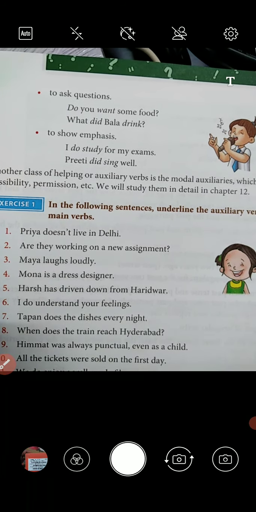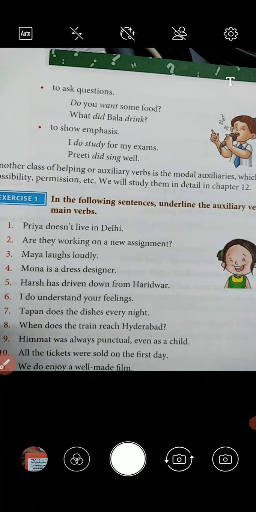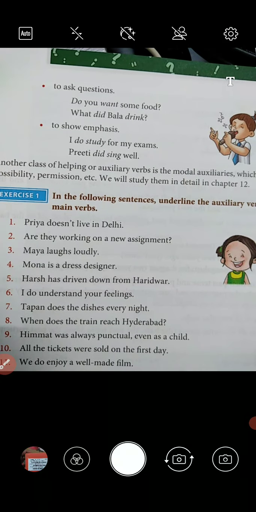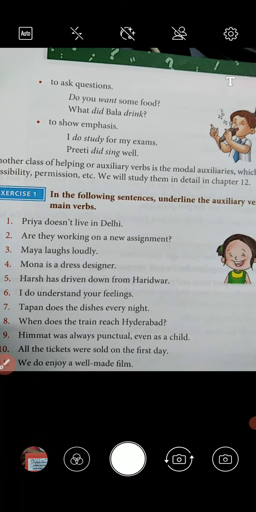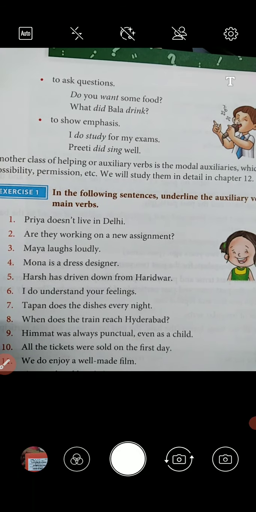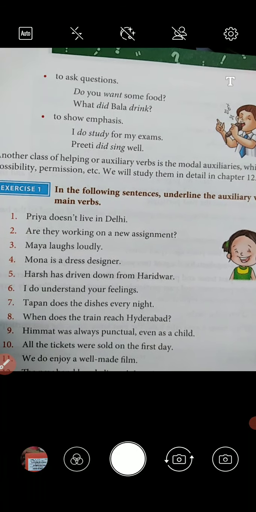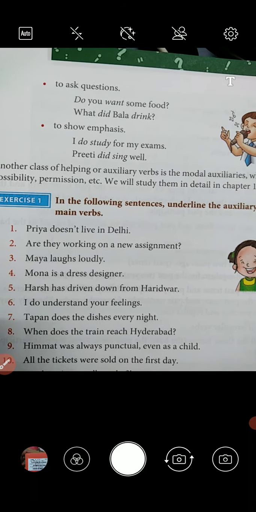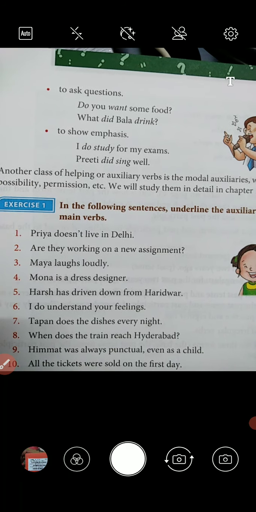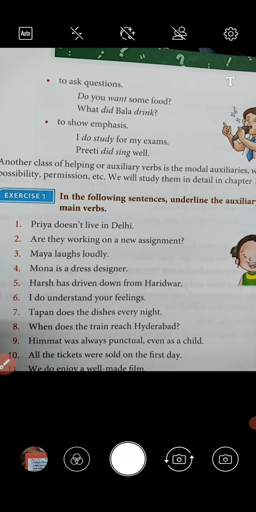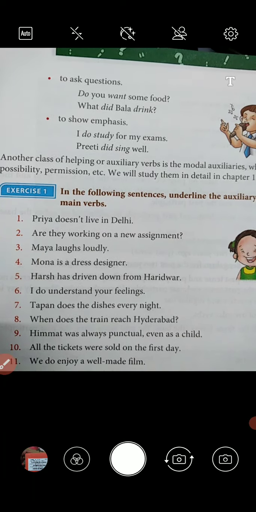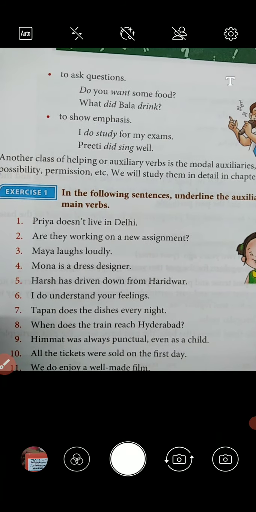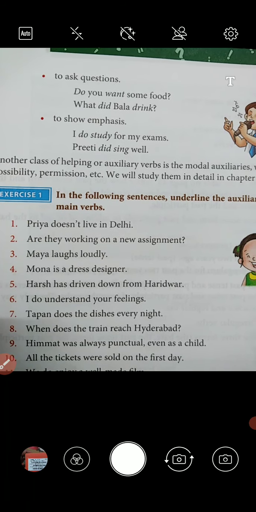Now next one, to show emphasis, to stress something. First example is I do study for my exam. I do study. So we are emphasizing that during exams I study. So I do study. We are emphasizing that we always study in the exams. So do study is the verb. Preeti did sing well. So we are telling that Preeti sang very well. So we are emphasizing that she did sing well. She sang very well.